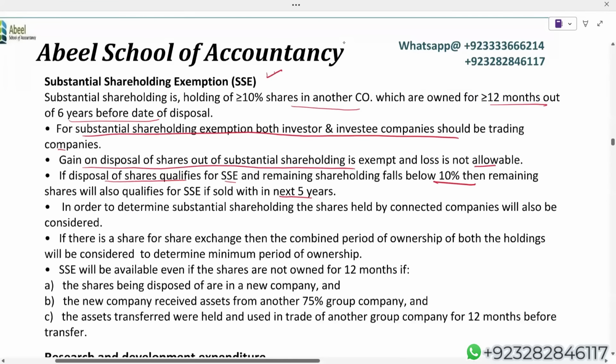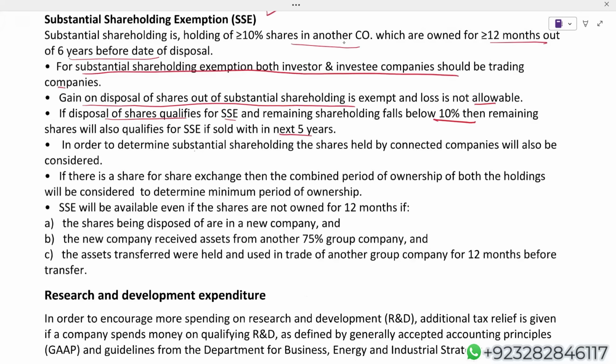In order to determine substantial shareholding, shares held by the connected companies will also be considered. If there is a share for share exchange, then the combined period of ownership, both previous and the new one, will be considered to determine a minimum period of ownership.